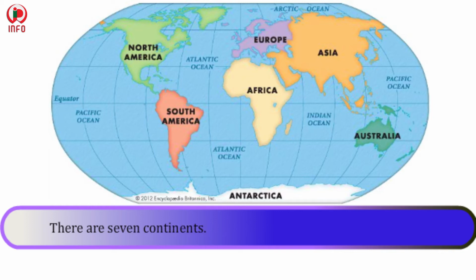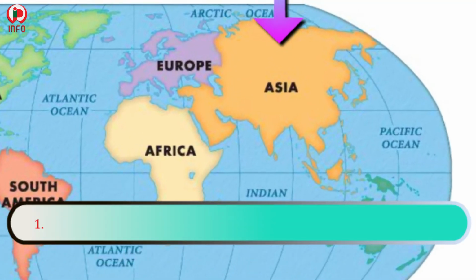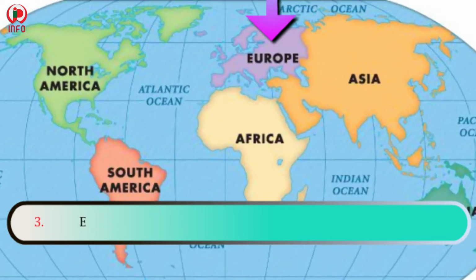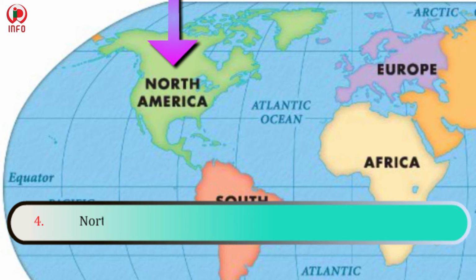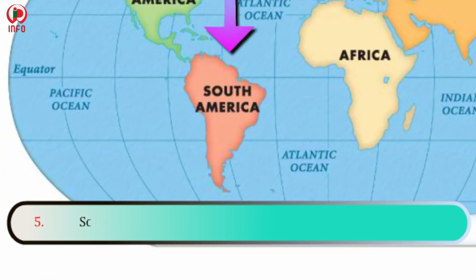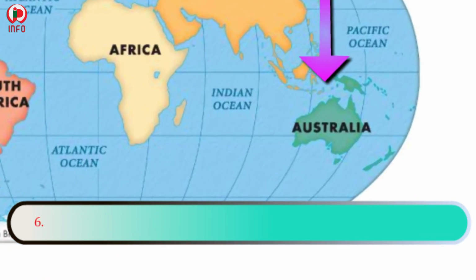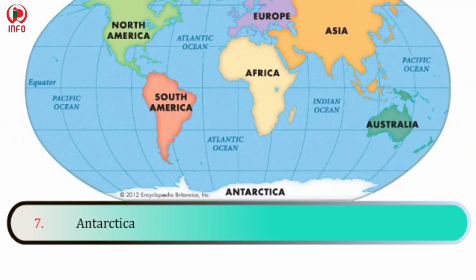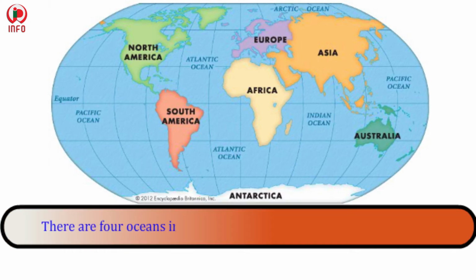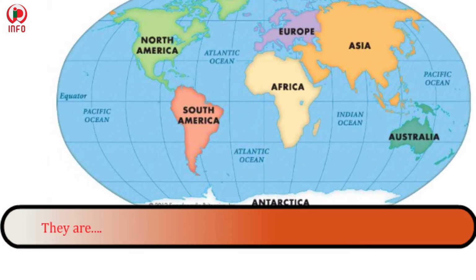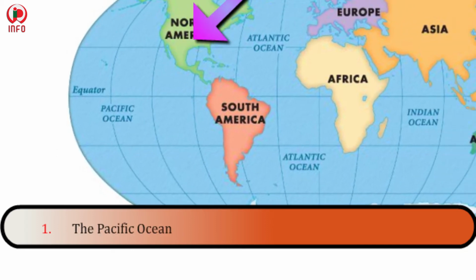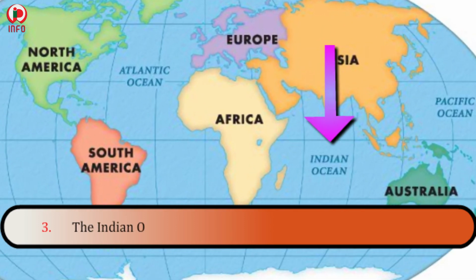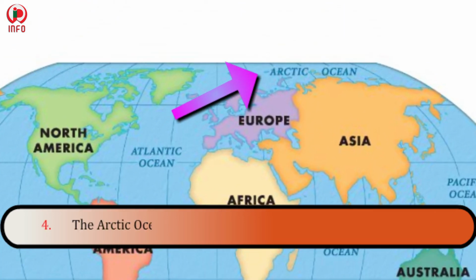There are 7 continents. They are 1. Asia, 2. Africa, 3. Europe, 4. North America, 5. South America, 6. Australia, 7. Antarctica. There are 4 oceans in the world. They are 1. The Pacific Ocean, 2. The Atlantic Ocean, 3. The Indian Ocean, 4. The Arctic Ocean.